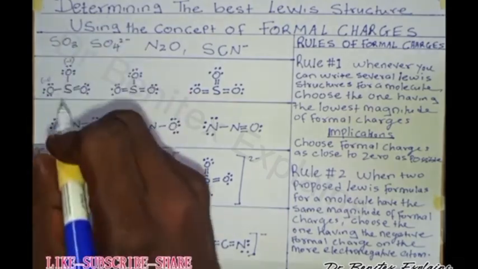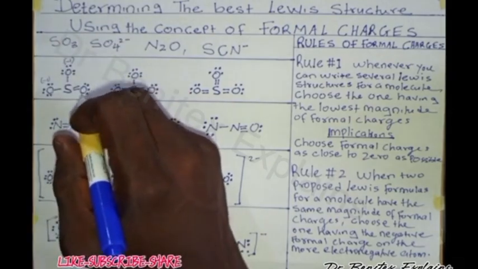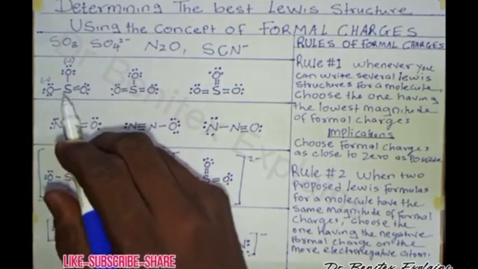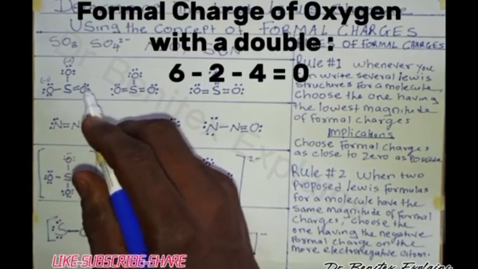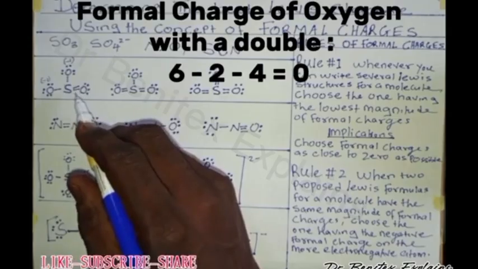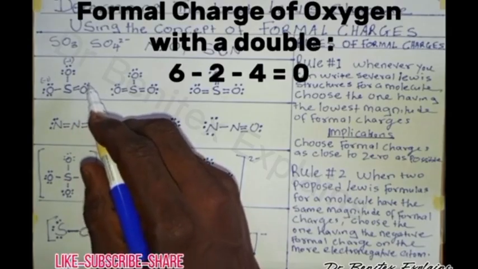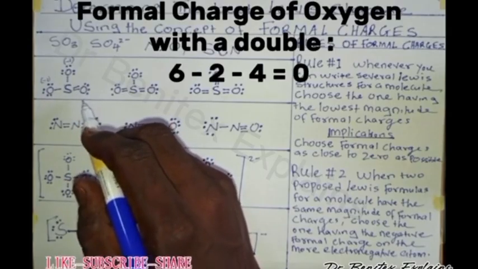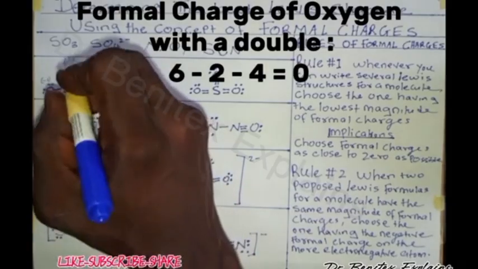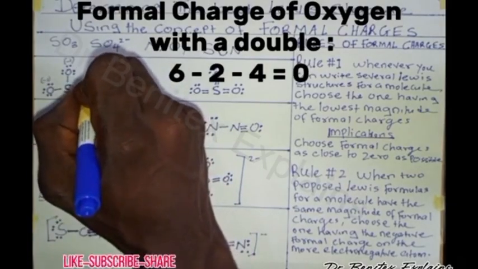Now let's go to this other oxygen with a double bond. What will be the formal charge here? We are going to have 6, which is the group number, minus how many bonds are there? 2. 6 minus 2 minus how many dots are there? 1, 2, 3, 4. 6 minus 2 minus 4 gives us 0. So the formal charge here is equal to 0.